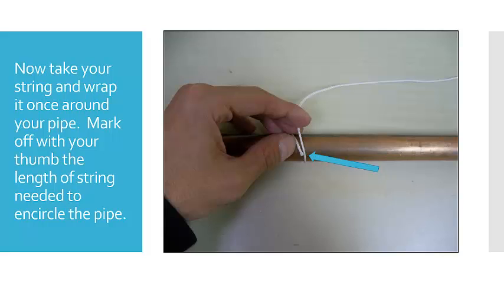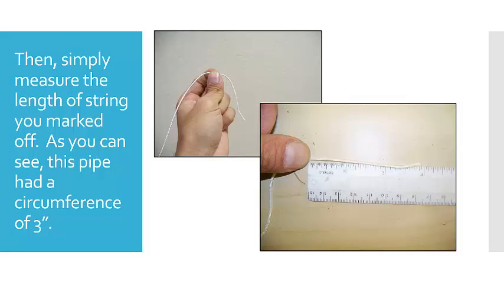Now take your string and wrap it once around your pipe. Mark off with your thumb the length of string needed to encircle the pipe. Then, simply measure the length of string you marked off. As you can see, this pipe had a circumference of 3 inches.